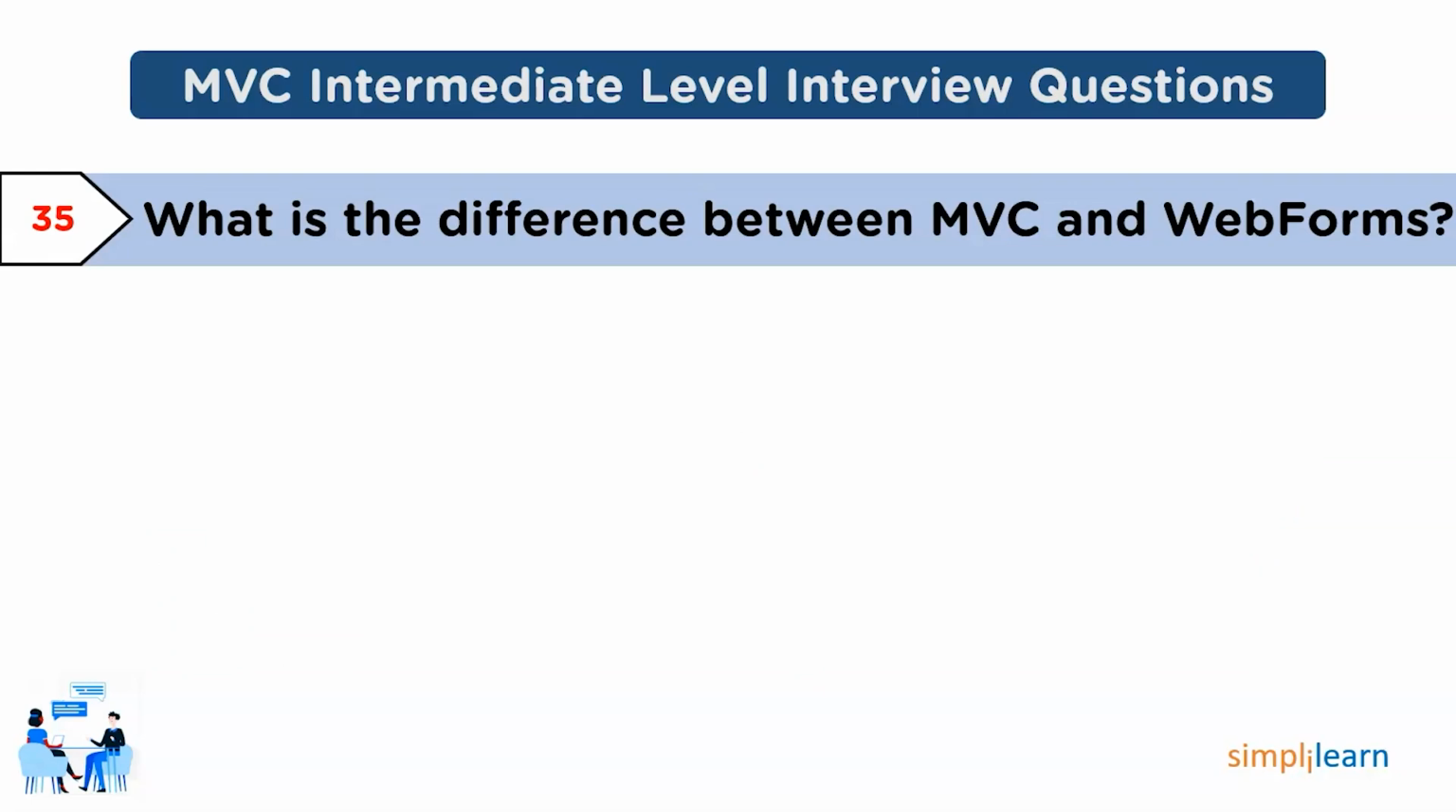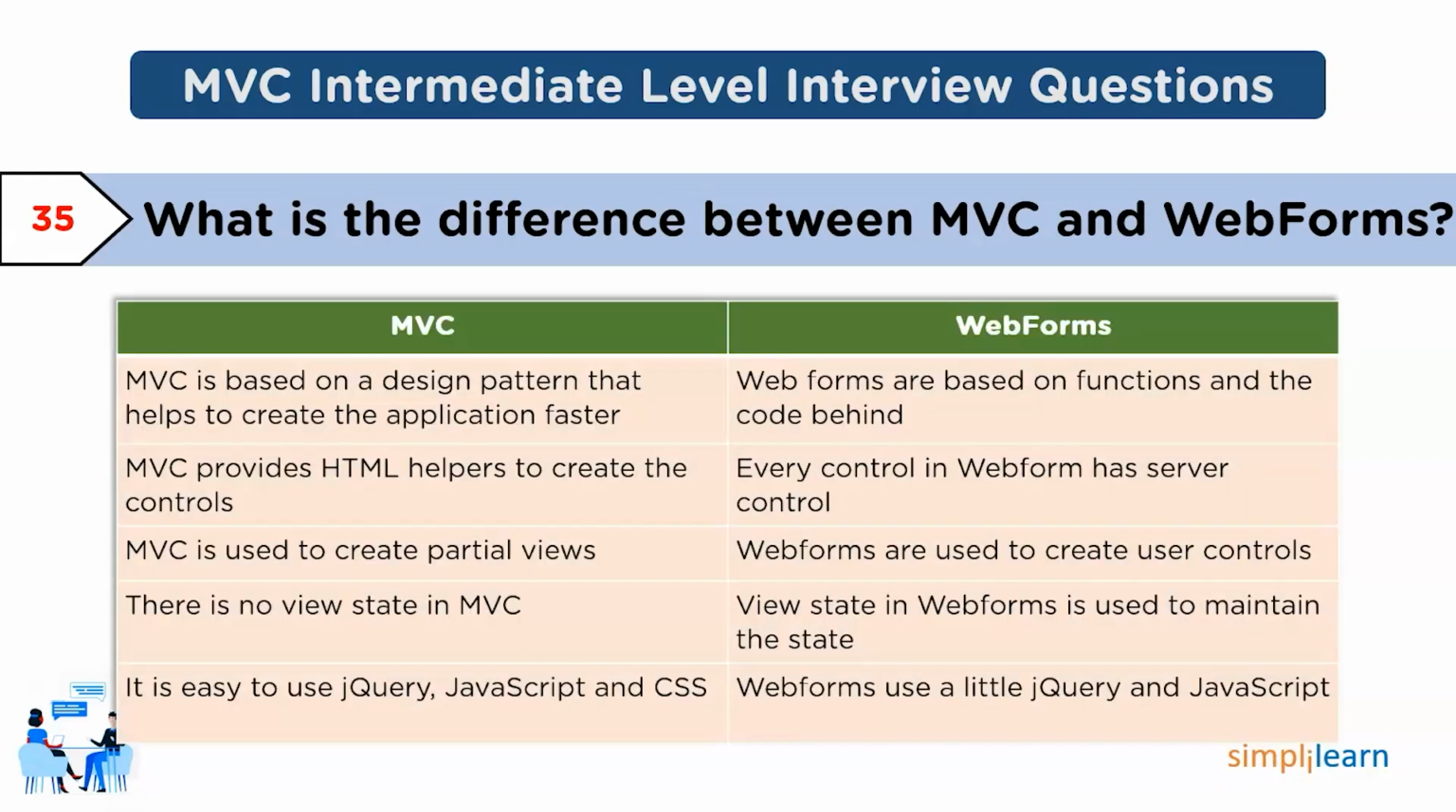What is the difference between MVC and web forms? MVC is based on a design pattern that helps to create the application faster. Web forms are based on functions and code behind. MVC provides HTML helpers to create the controls, whereas in web forms, every control is a server control. MVC is used to create partial views, and web forms are used to create user controls.